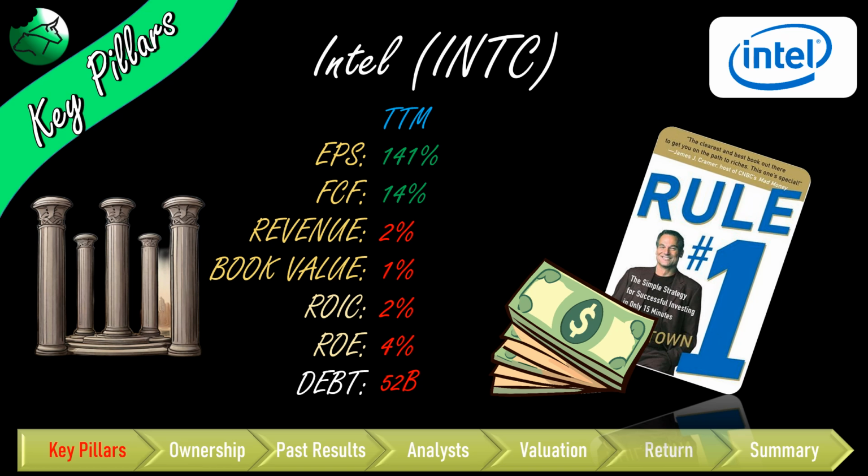Now we want to turn our attention to the management of the business by looking at the return on invested capital and the return on equity. These two measures allow us to assess a company's efficiency at allocating capital under its control. The return on invested capital and the return on equity is up by 2 and 4%, which ideally we want both of these to be over 10%.